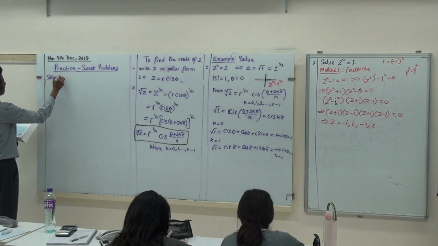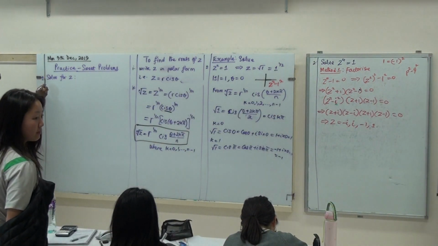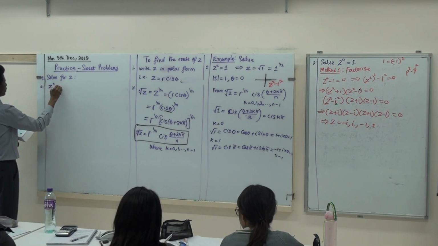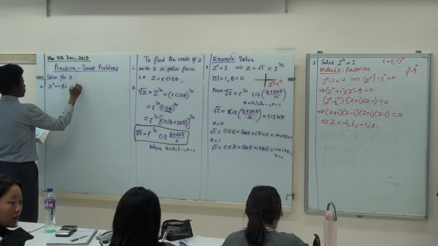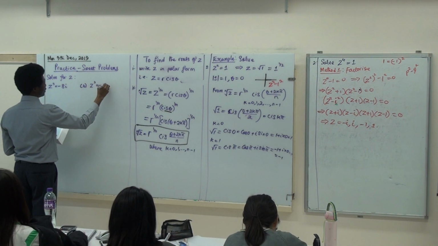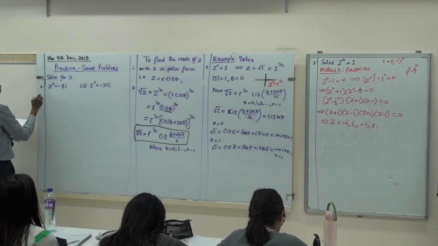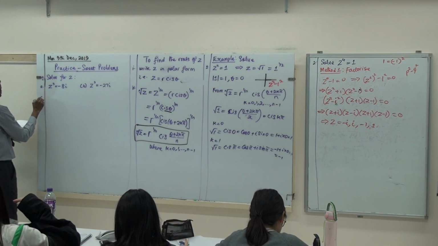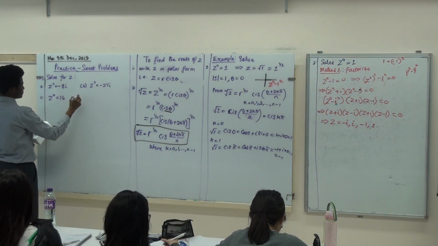Solve for z. a. z cubed equals negative 8i. Let's begin, please. z cubed equals negative 27i. z to the power 4 equals 16.